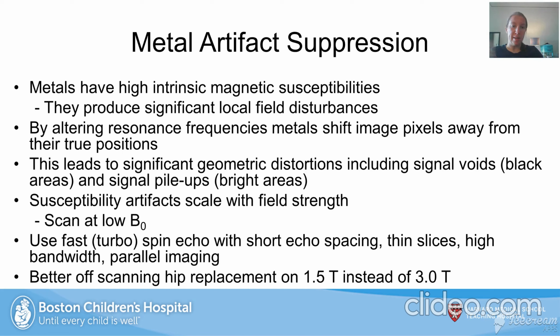And these susceptibility artifacts scale with the field strength. So one way to get rid of it is to scan at a low magnetic field, 1.5 T, for example. You also want to use fast turbo spin echo with short echo spacing, less time for dephasing to occur. Use thinner slices, high bandwidth, and parallel imaging. With the high bandwidth, you might sacrifice some SNR, but you might get some metal suppression, which is good. It depends on what you're trying to look at in the image. And as I mentioned, you're better off scanning the hip replacement at 1.5 T instead of 3 Tesla.